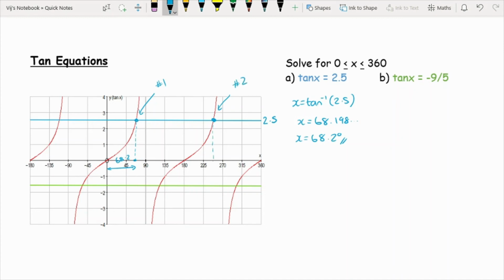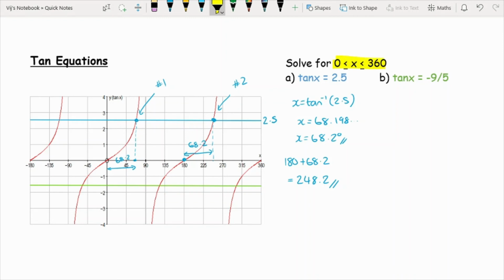So to find this, I'm looking for the next time it's 0, which is at 180, and that distance there is going to be 68.2. So to find the second angle, I just need to do 180 plus 68.2, and we get an answer of 248.2 degrees.